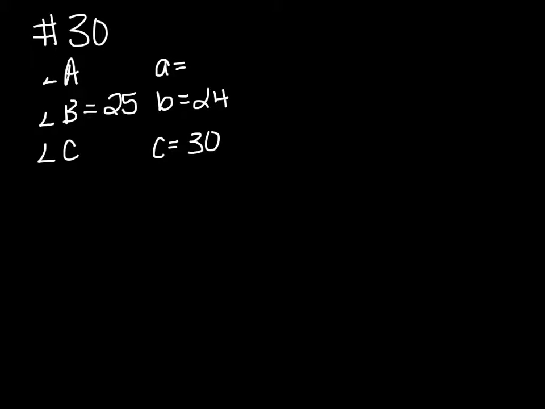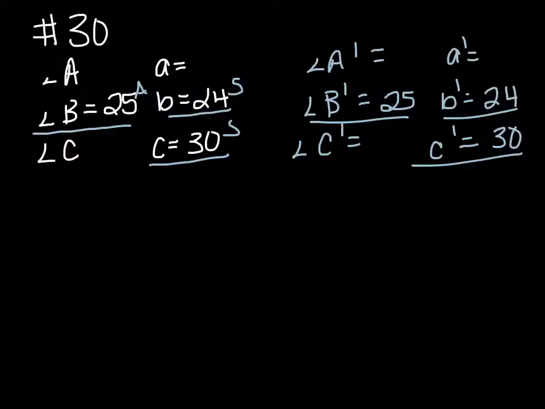When given, on number 30, an angle and two sides, so I am given an angle, a side, and a side. Anytime you're given an angle, side, side, you have to test for two triangles. So whatever is given in triangle 1 will also be given in triangle 2. So now we're going to use the law of sines to solve for angle C.